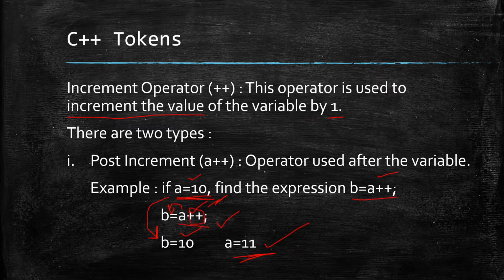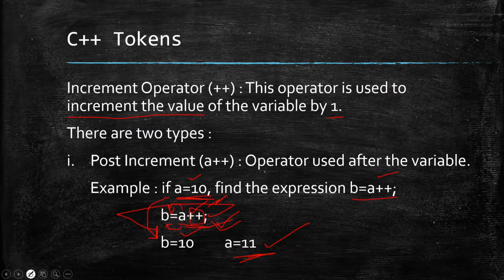So first a value should be assigned and later I should increase the a value. That is nothing but your post increment. That's why it is said the operator which is used after the variable. So first whatever is there, I should assign the value, right? And then I should work out on this expression here, since it is post increment. That's why I taught you the shortcut method at the beginning, so that you understand. So first you'll assign this value and then you'll increase this value.